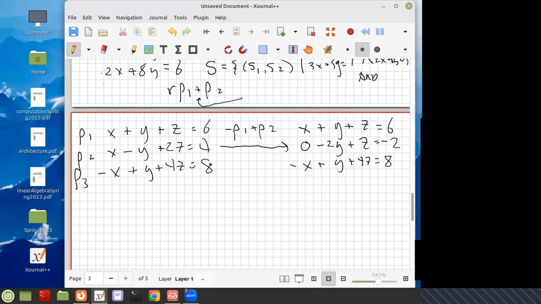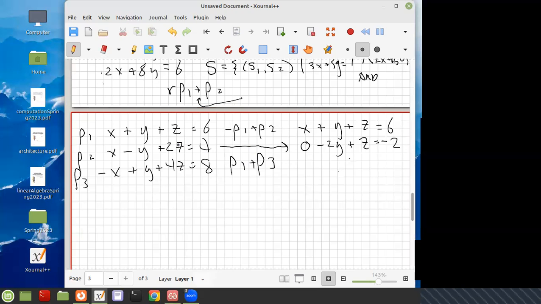Now, notice that this operation just involved the first one and the second one. So I can, in one tableau, combine two row operations. I'm going to also do a second row operation, which is row 1 plus row 3. Now, I can do these because they don't interfere with each other.